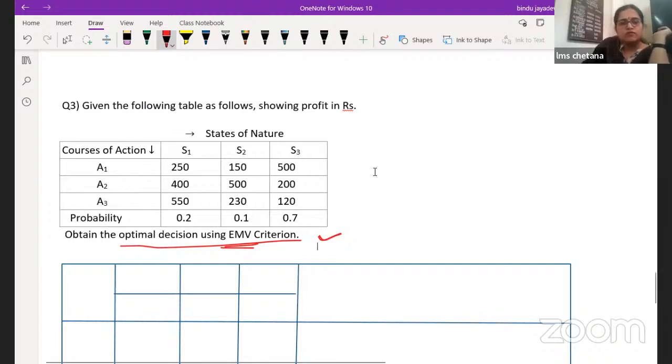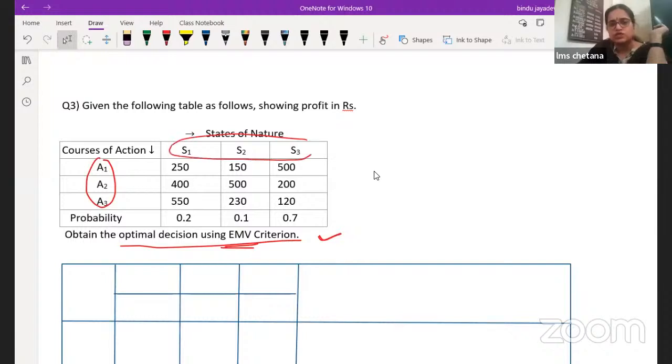See here. First, check how many courses of action: that is 3 courses of action, A1, A2, A3. And how many states of nature? 3 states of nature, S1, S2, S3. And the probability is like this. Normally in the question the probability comes below and S1, S2, S3 above.